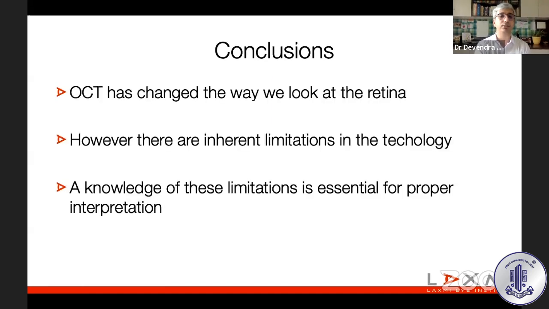So just to conclude, OCT has really changed the way we look at the retina over the last probably 20 years, but there are inherent limitations in the technology, and therefore knowledge of these limitations is essential for proper interpretation.